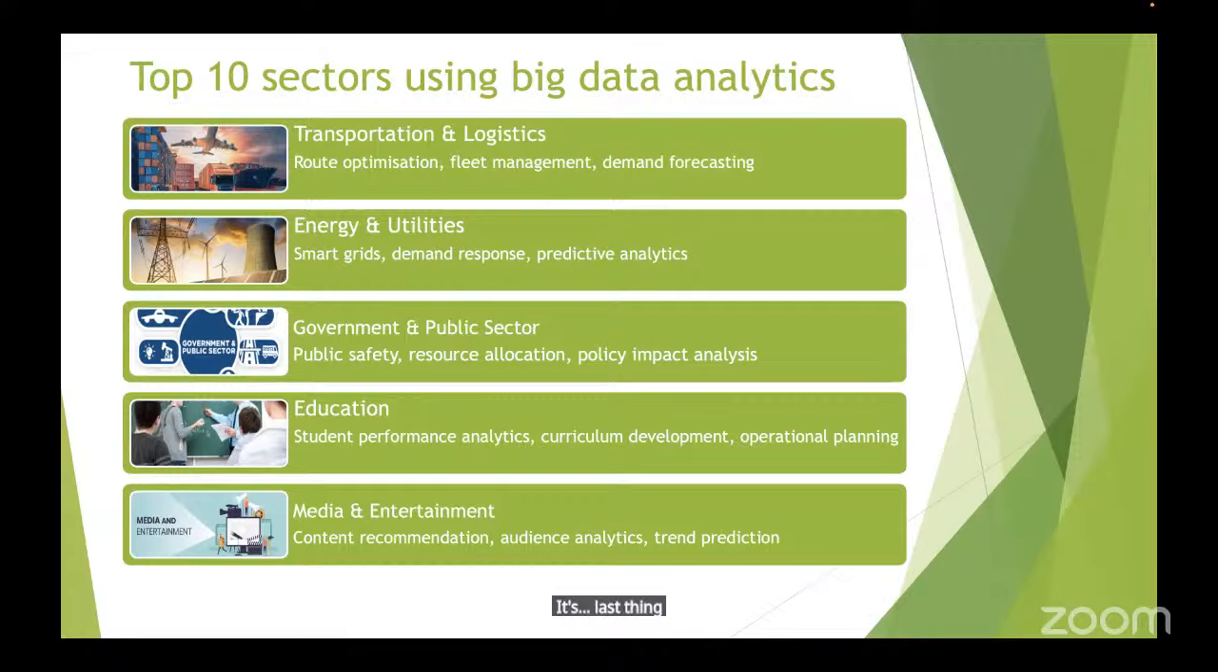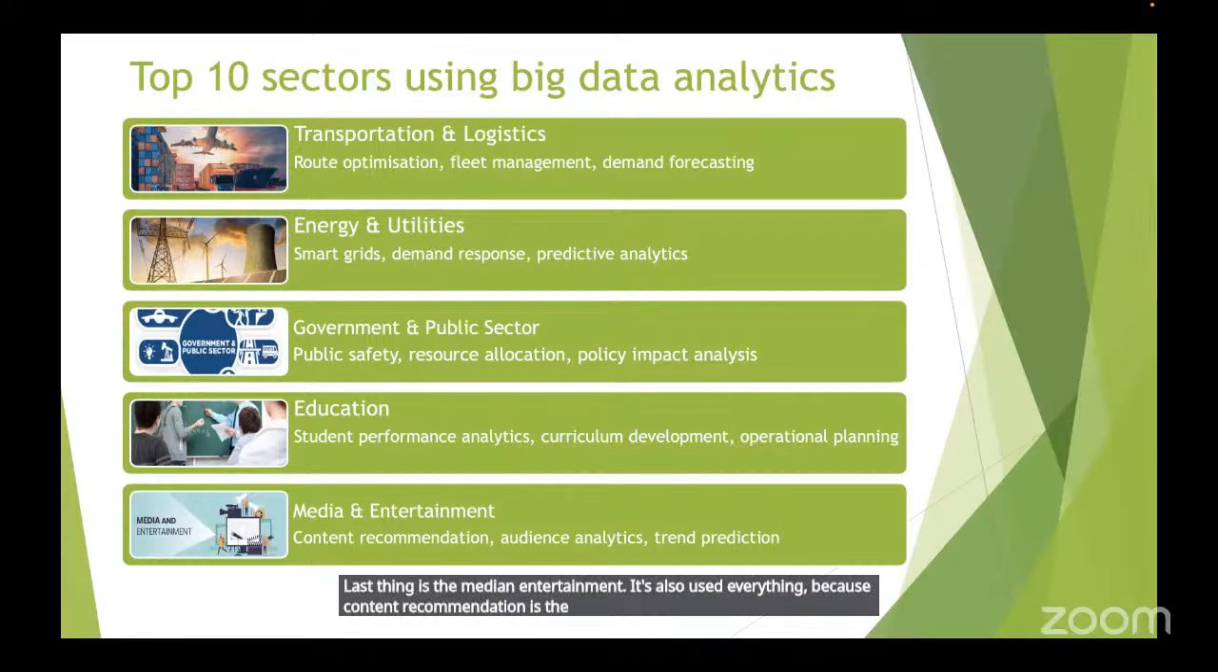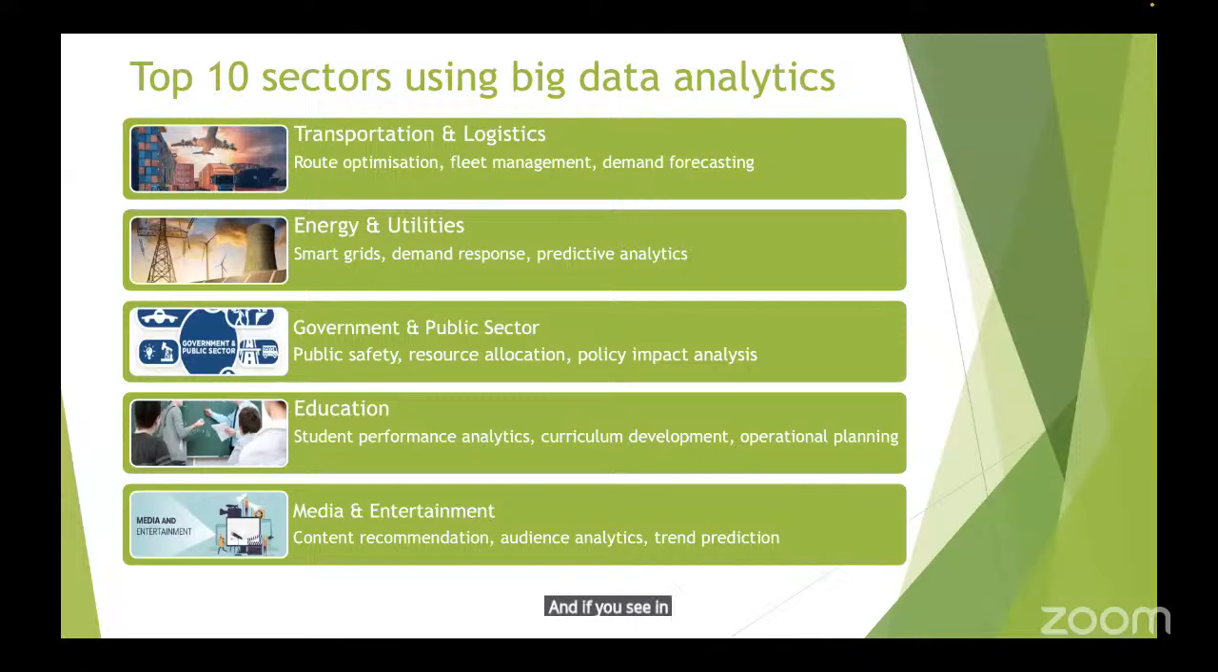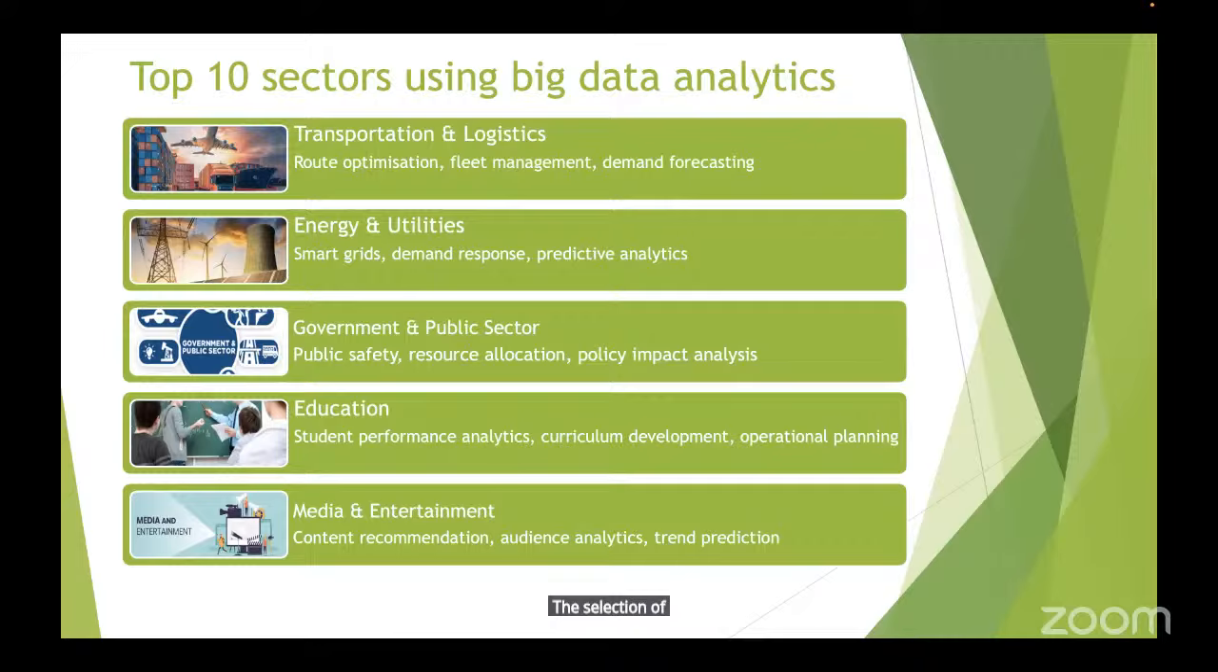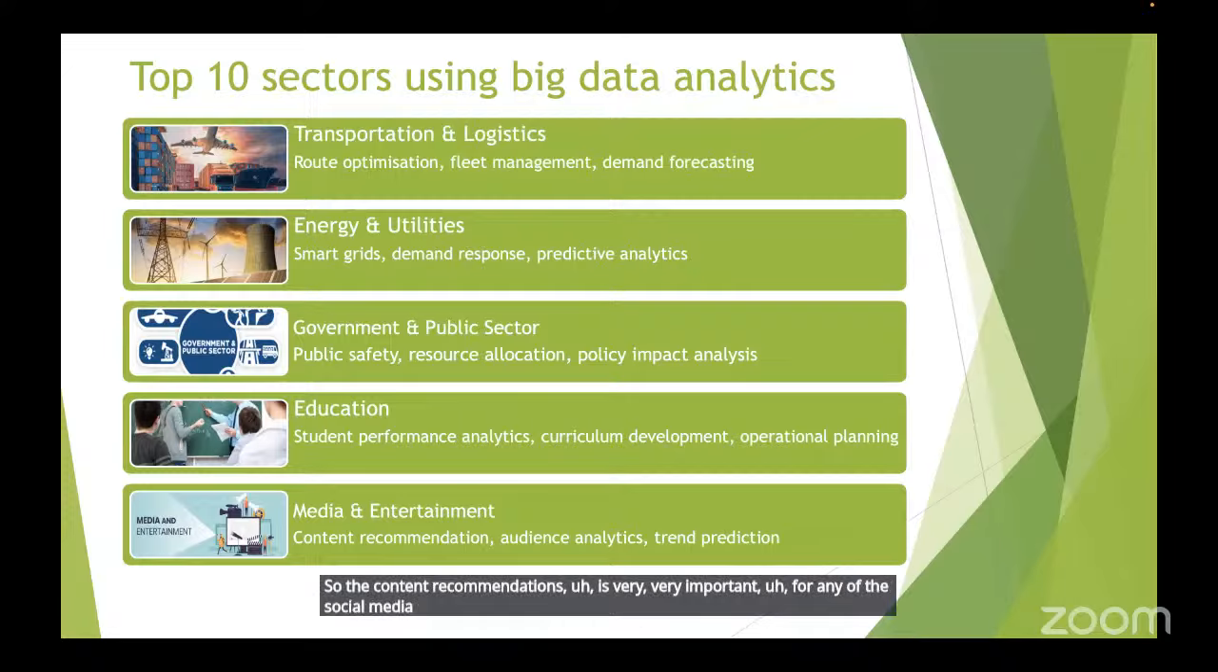The last thing is media and entertainment, which also uses everything, because content recommendation is a huge market. If you see YouTube and Insta and all the social media, the specific contents, even if you take the trailer or the initial stings for particular videos, the selection of the specific areas in a movie is very important to attract people. So content recommendation is very, very important for any of the social media networks and media networks.